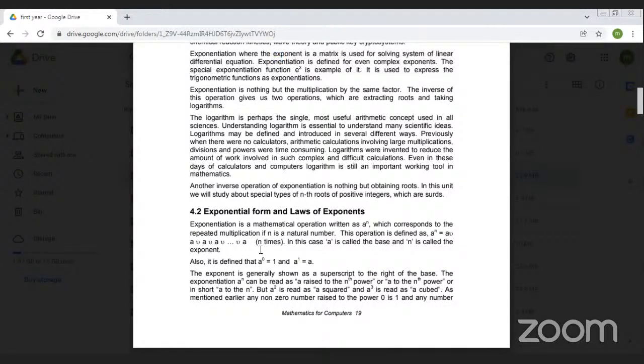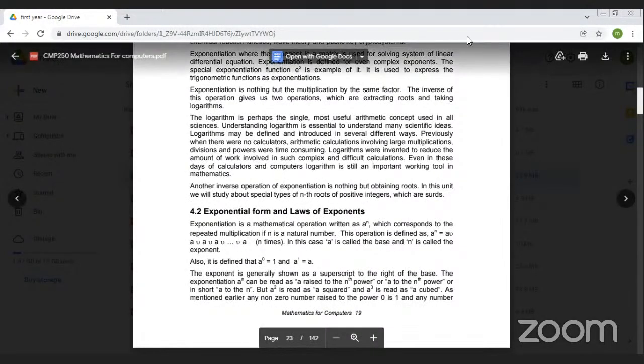Now, when do I say exponents are there? Something raised to, let's say, a raised to n, then your n becomes your exponent part. And we know anything raised to 0, where a shouldn't be equal to 0, the value is always 1. Similarly, when a raised to 1 is there, it becomes a.